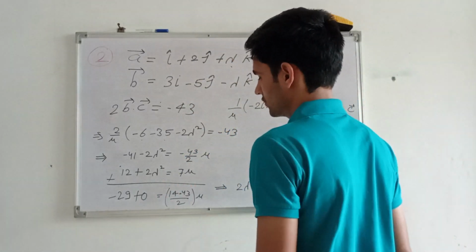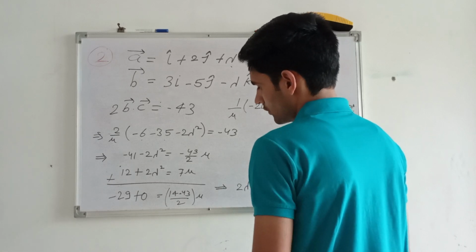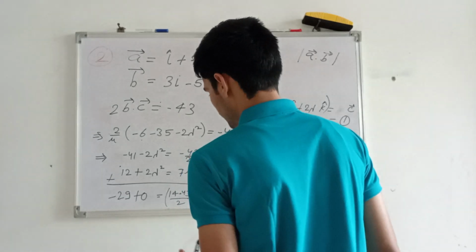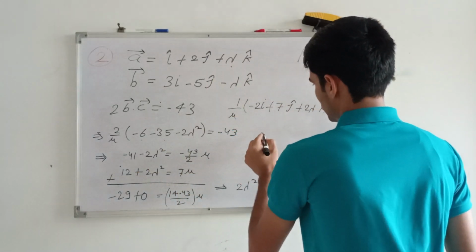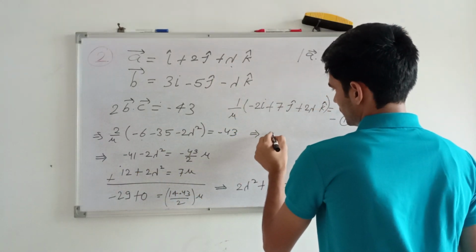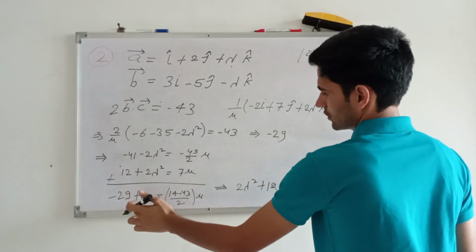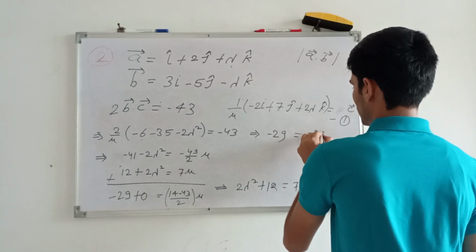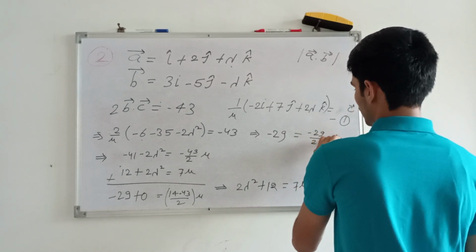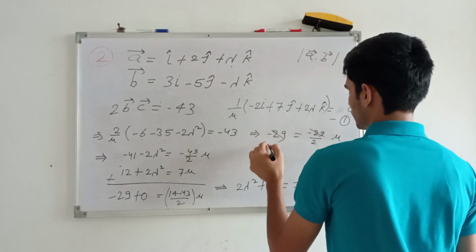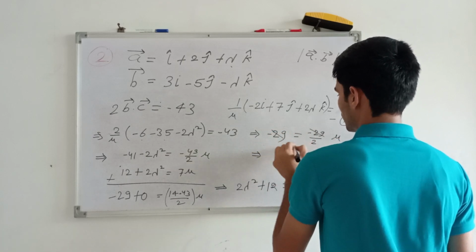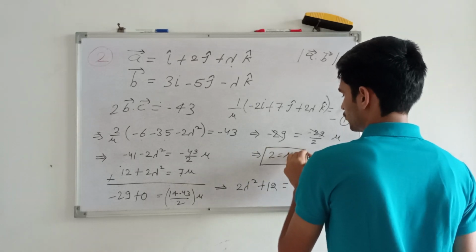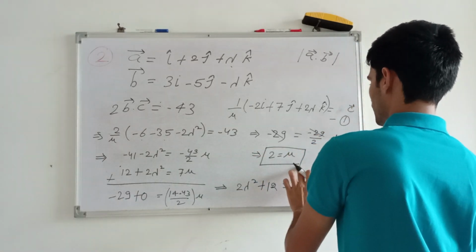What will be 14 minus 43? So subtract 40 from 40, we get 26. Add 3, we will get 29. What we get next is minus 29. So this minus 29 plus 0 is minus 29. Here we get 14 minus 43 is minus 29 by 2 mu. Minus 29 will cancel out. Bring this 2 to this side, we get mu is equal to 1 by 2... so we have got one parameter mu.